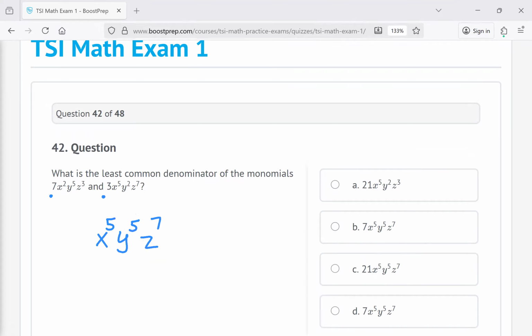Now, they're both prime. What you usually do is make a factor tree and then pick the one with the highest base. But because they're both prime and they're different bases, you multiply them out, so that's 21. So it's going to be 21 x to the 5th y to the 5th z to the 7th, so C.